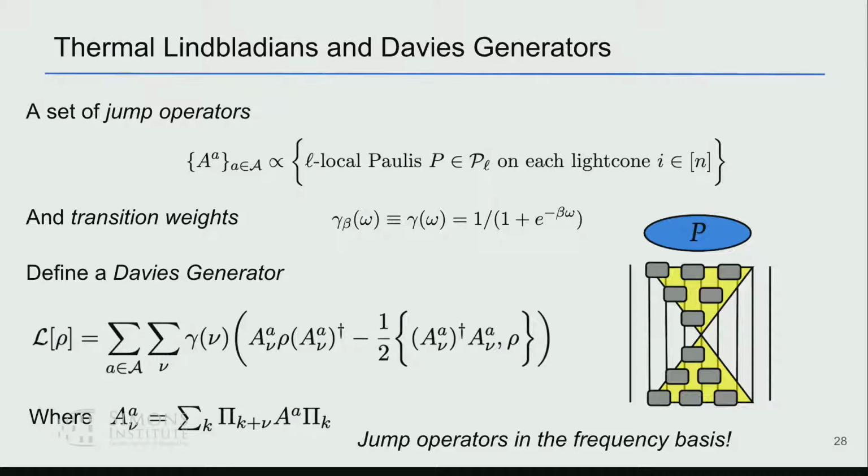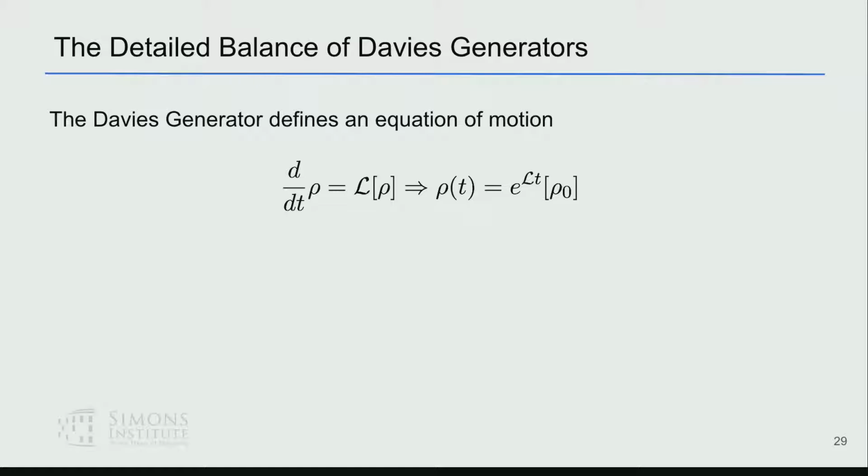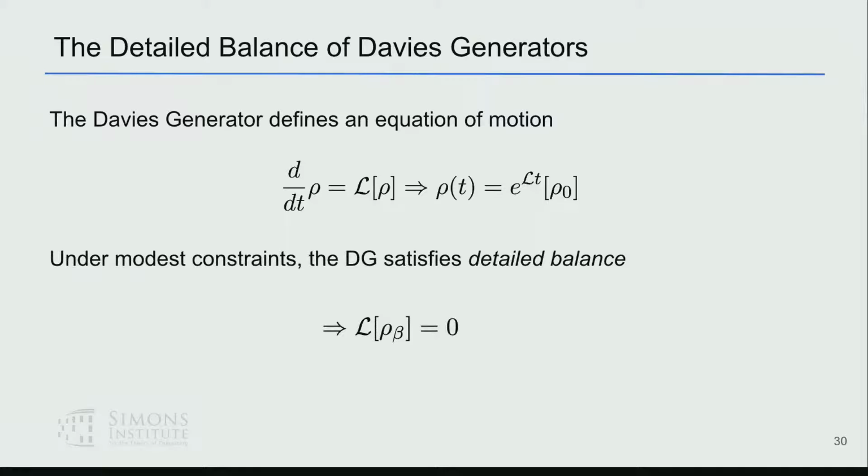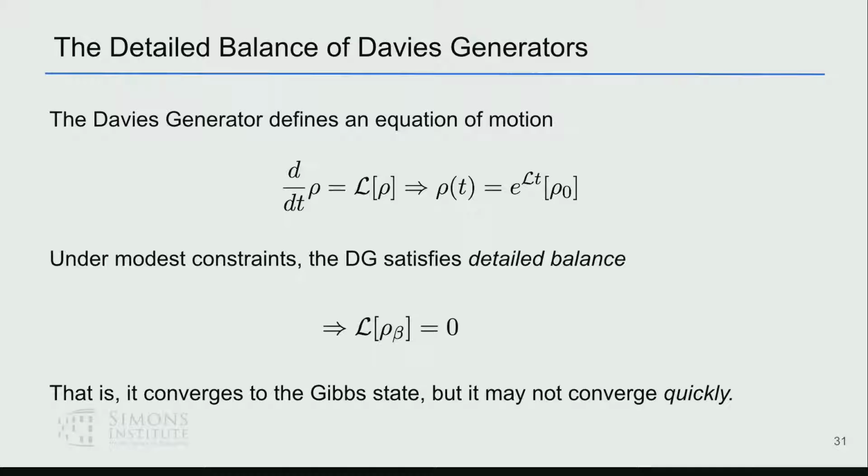Great. So with that said, this Lindbladian defines an equation of motion, where the evolution of the density matrix is determined by this exponential map. And under rather modest constraints, this Davies generator satisfies the condition known as detailed balance, which for the purposes of this talk just means that the evolution fixes the Gibbs state. So we now know that this process converges to the Gibbs state. The real question that remains is, how long does it take?